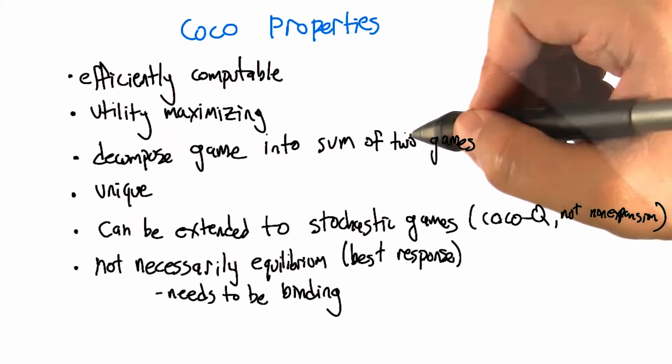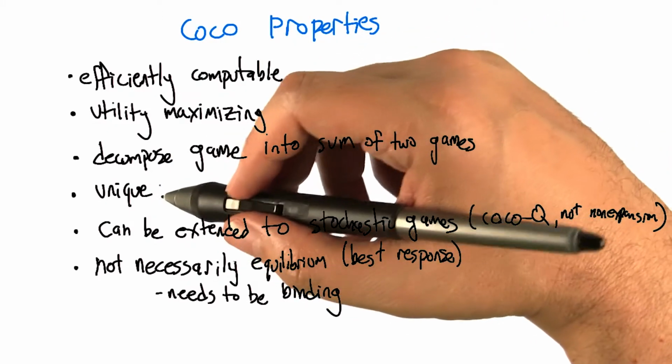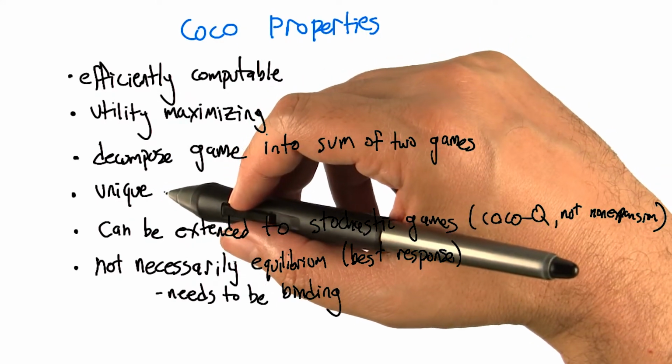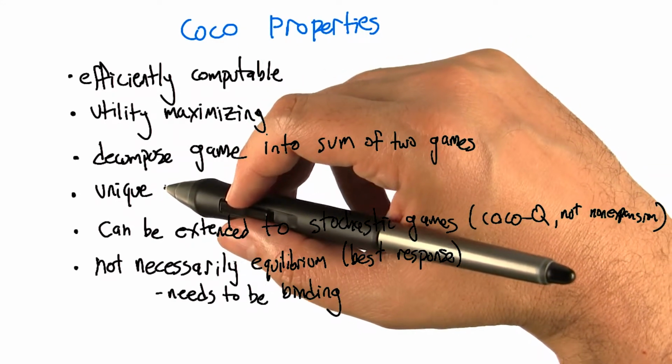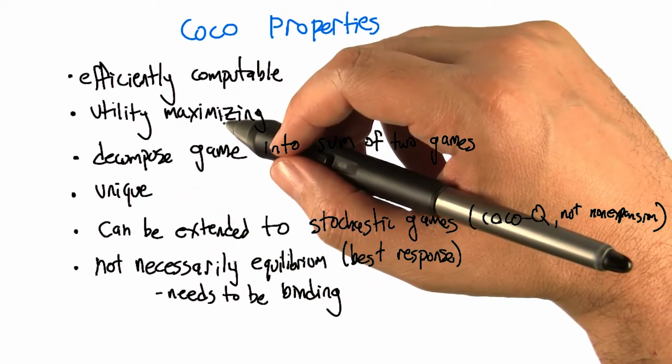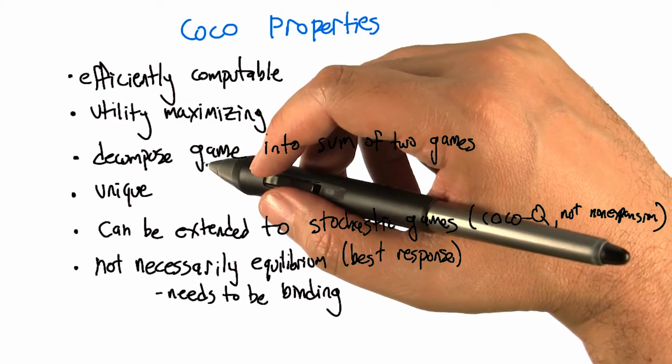The result of that is unique. There is a unique Coco value for each of the players. It's unlike a Nash where there can be multiple different possible values depending on which Nash you pick. There's just the one Coco value. It's very convenient, because that means there's an answer. There is an answer, yeah.